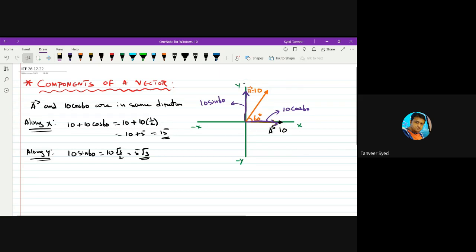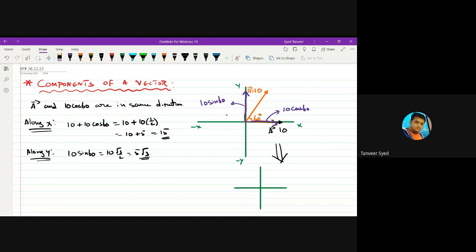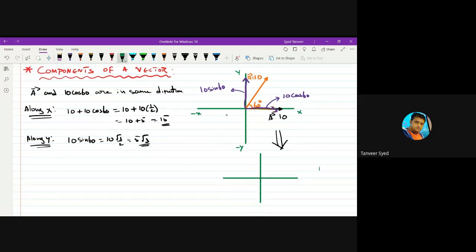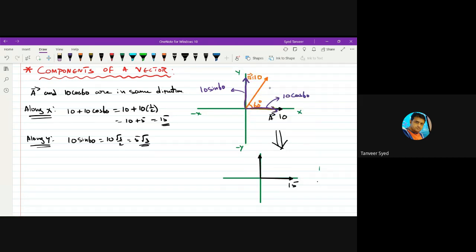Now, for these two vectors, the situation has changed like this. I can redraw this situation like this. I have one vector along the horizontal direction whose magnitude is 15 and another vector in the vertical direction whose magnitude is 5 root 3. And these two are perpendicular to each other.